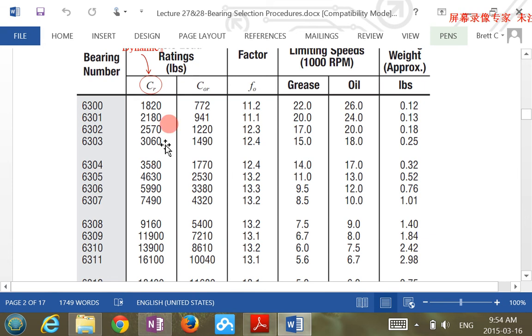3,580 pound force, right? And that's more than what we just calculated. Our required is 600 something, and this is 3,000. So this is basically good, right? Yeah, this is good. Okay. So you can basically make a decision saying we can pick 6304 as our selection here.